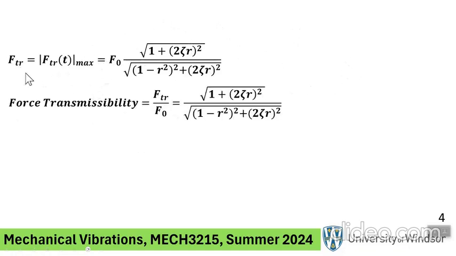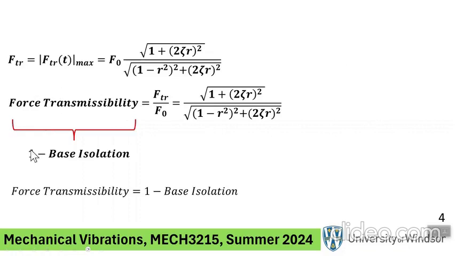Now, the ratio of this Ft over F naught is called force transmissibility. And it's just a matter of dividing both sides by F naught, and you get there. Ft over F naught equal to this. This is called force transmissibility. Now, force transmissibility in the vibrations literature, they also refer to it as 1 minus base isolation. So if you see the word force transmissibility, that's what this thing is.